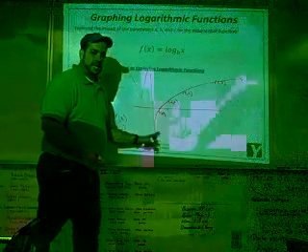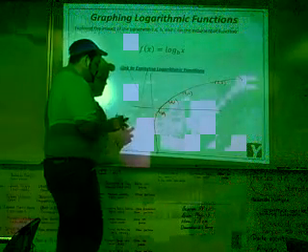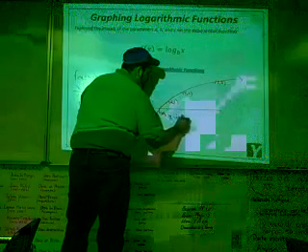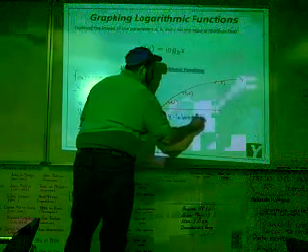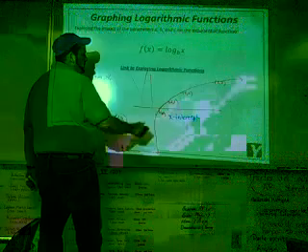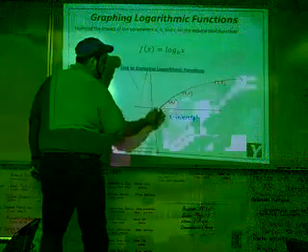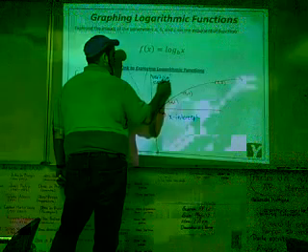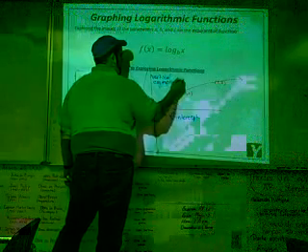Your graph is increasing left to right. You now have an x-intercept of (1, 0). Instead of having a horizontal asymptote, you now have a vertical asymptote. Your vertical asymptote is over here at x equals 0.